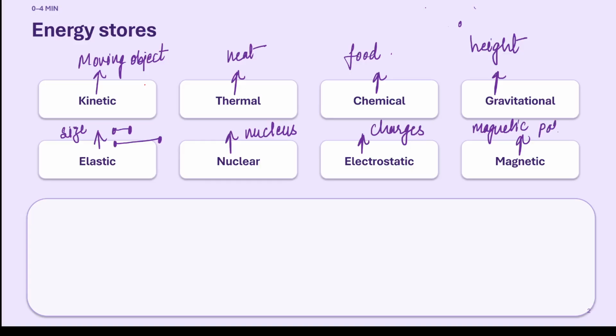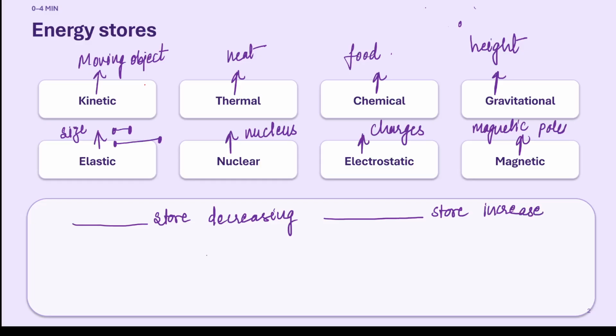Now, the key thing that we need to remember in the exam: whenever the question asks you what kind of energy changes are happening, you always say this energy store, whatever energy store, is decreasing, because of which some other energy store is increasing. Now this is a template. Let's just try and fill it up.